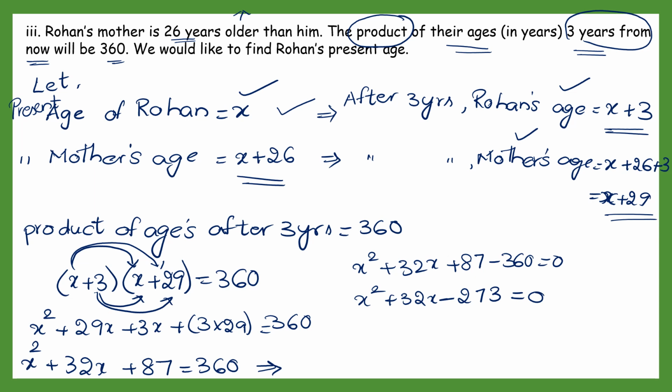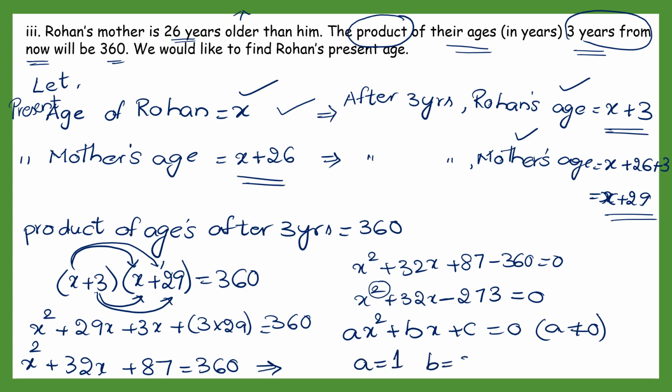See, degree of the equation. Degree of the equation is what? 2. Degree is 2 means it is a quadratic equation. The other way is ax square plus bx plus c, compare with general form where a is not equal to 0. This is the condition. So it is in the form of the general equation. If you compare, you will get a is equal to 1, b is equal to 32, c is equal to minus 273. So you are able to represent the given situation in the form of a quadratic equation.